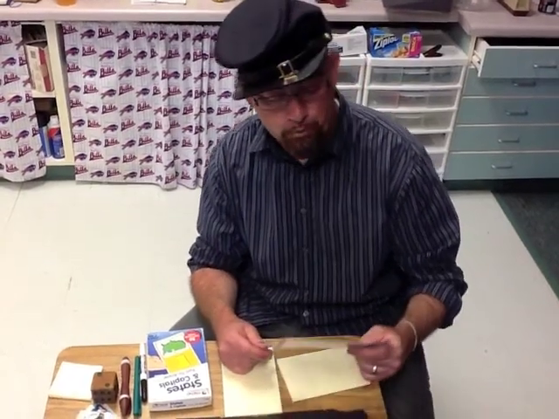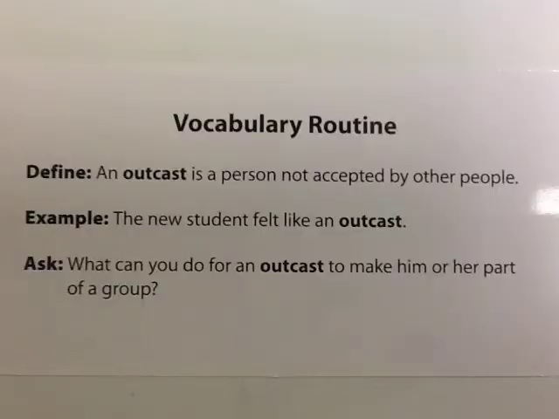Okay, here we go. We're back. Let's go to our question sentence. What can you do for an outcast to make him or her part of a group? Remember, complete sentence. Use the information from the question sentence in your answer. All that kind of good stuff. Pause the video. Write your sentence.